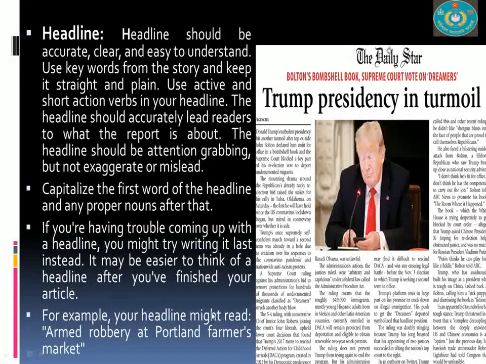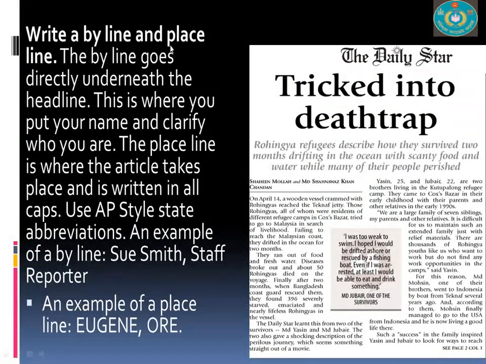For example, your headline might read armed robbery at Portland Farmers Market. I think the headline section is covered well. Next, the byline and place line.